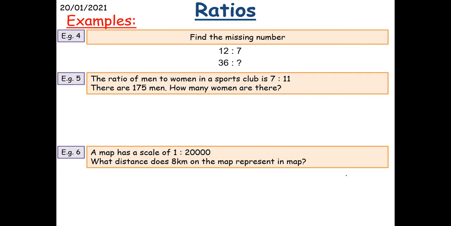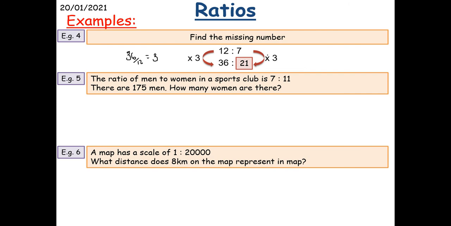Now let's have a look at these examples. Finding the missing number. So we're given a ratio already in its simplest form, but then we're asked, how do we get from 12 to 7 to 36 to our missing number? So first we have to find out 12 times by what gives me 36. Another way of doing it is doing 36 divided by 12. If you do 36 divided by 12, you'll find out what you're multiplying by. So 36 divided by 12 is going to be 3, so you know that 12 times 3 gives you 36. So whatever you do to one side, you have to do to the other. So 7 times 3 gives you an answer of 21.